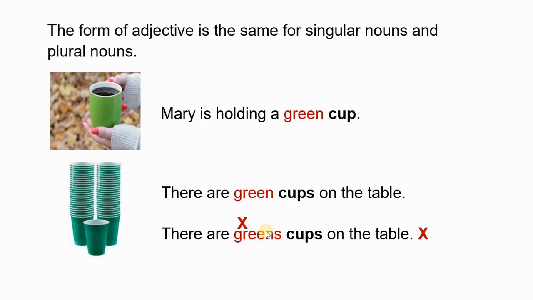This is important, guys, because there are many foreign languages, particularly European languages like French, for example, where there is a singular form of an adjective and also a plural form of the adjective, because the adjective agrees with the noun. But this isn't true in English. Alright? So it's very important. Same form for singular and plural nouns. Okay?